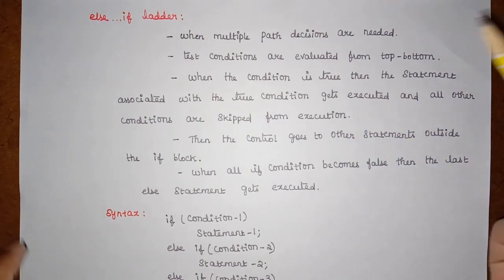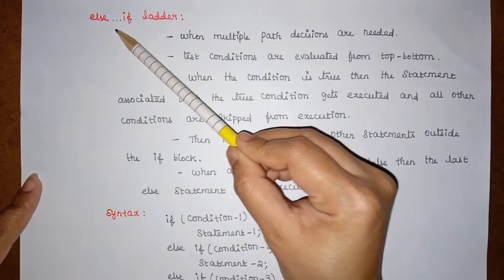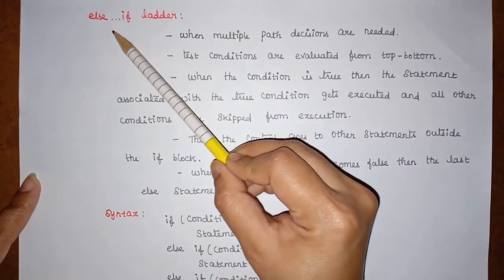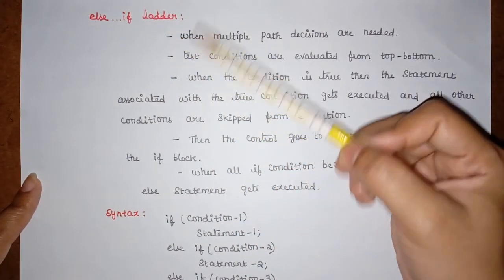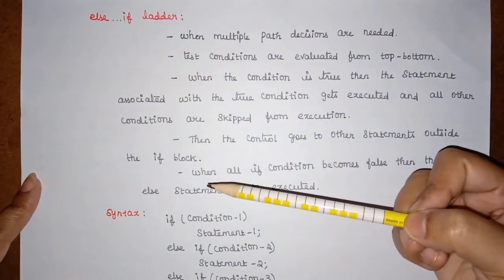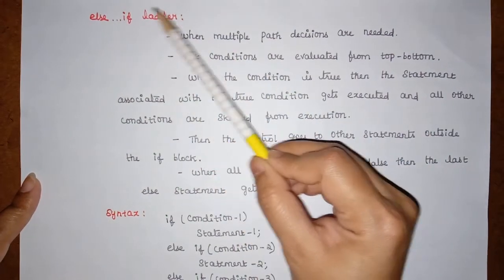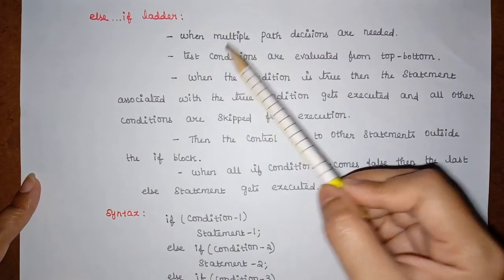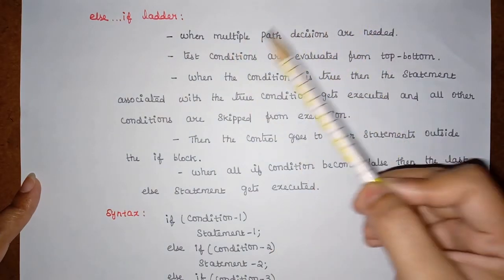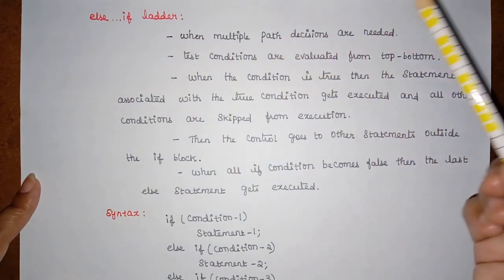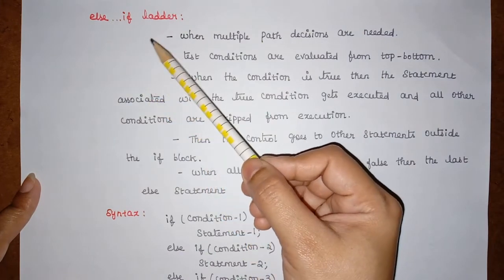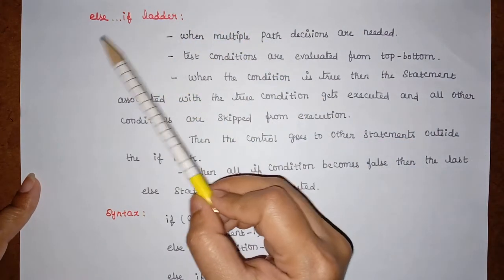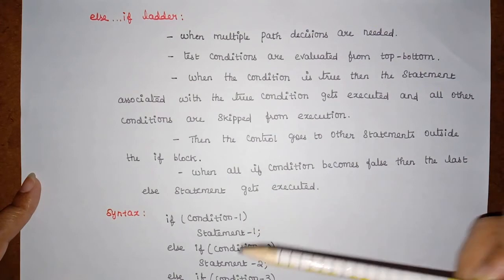Then the last conditional branching statement is else if ladder. It is called an else if ladder because the structure of this else if looks like a ladder. We go for this else if ladder when we have multiple path decisions. When we need multiple path decisions, at that time we can go for this else if ladder. And here the test conditions are evaluated from top to bottom.